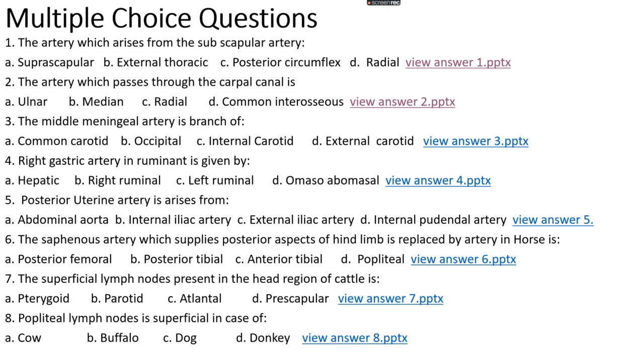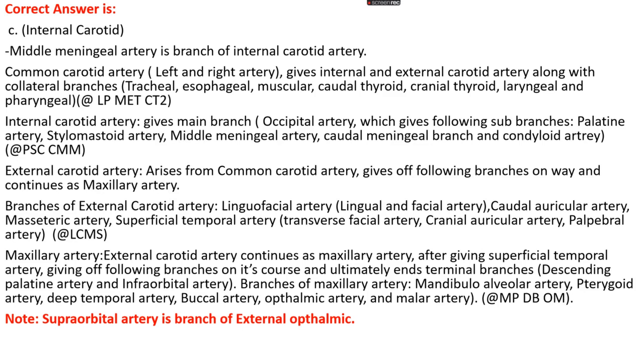Question number three. The middle meningeal artery is a branch of: option A, common carotid; option B, occipital; option C, internal carotid; option D, external carotid. The right answer is option C, that is the internal carotid. Okay, the middle meningeal artery is a branch of the internal carotid artery.